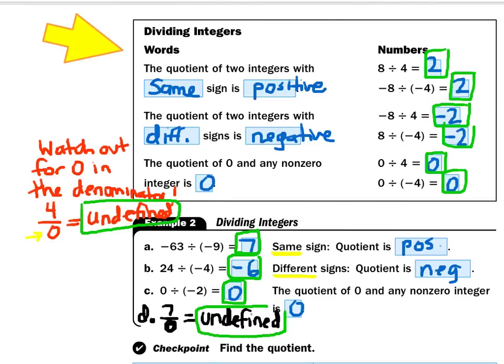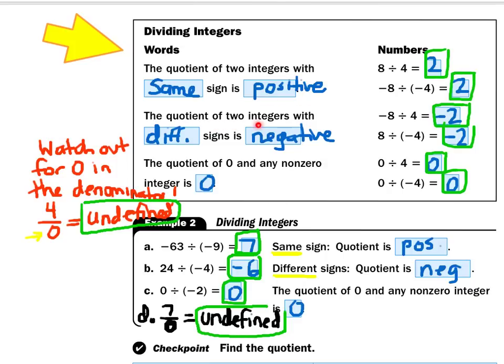All right, let's look at dividing integers now. So as I told you, the rules are exactly the same. The quotient of two integers with the same sign is going to be positive. So positive 8 divided by positive 4 gives us positive 2, or negative 8 divided by negative 4 gives us positive 2. So when the signs are the same, our quotient is positive.